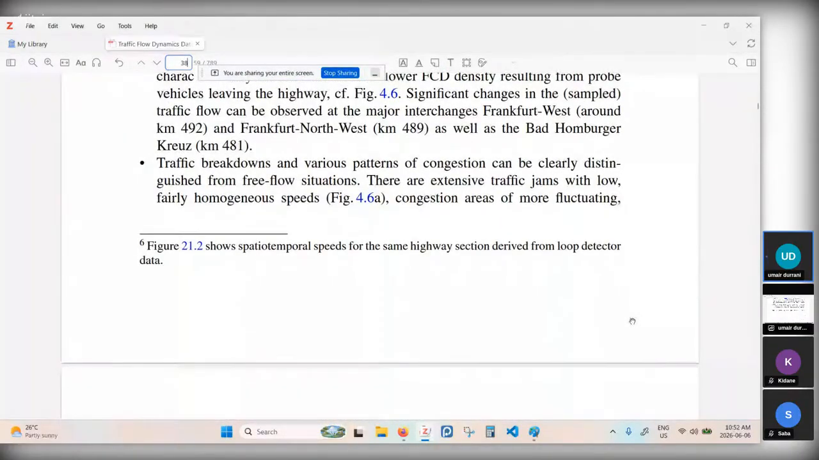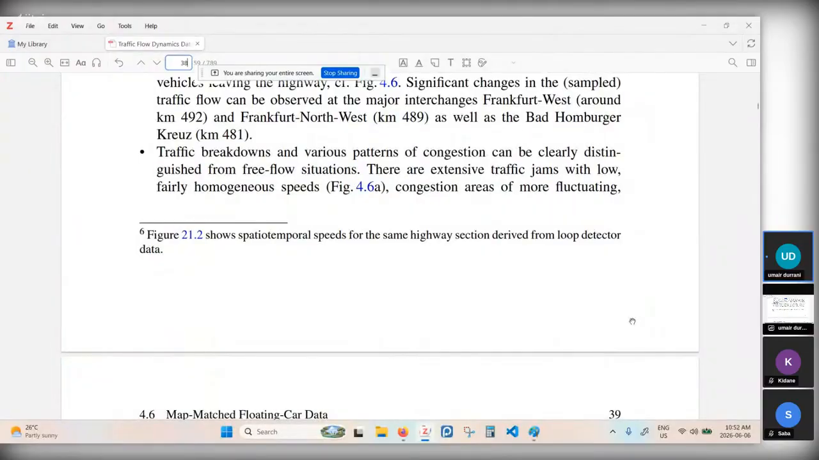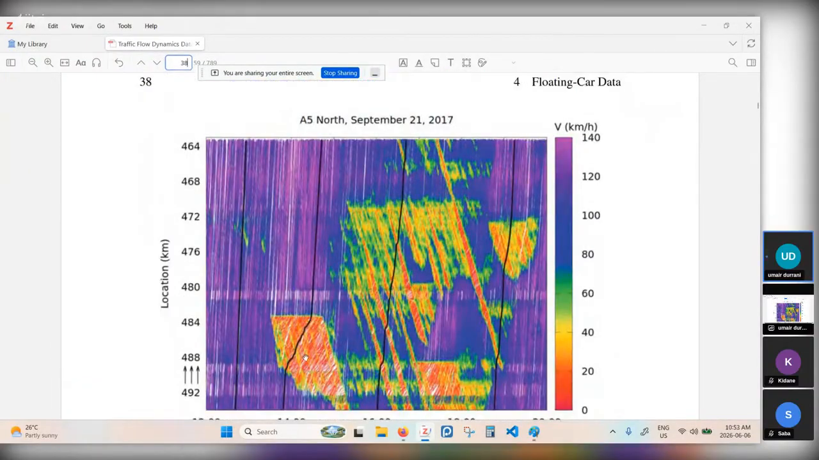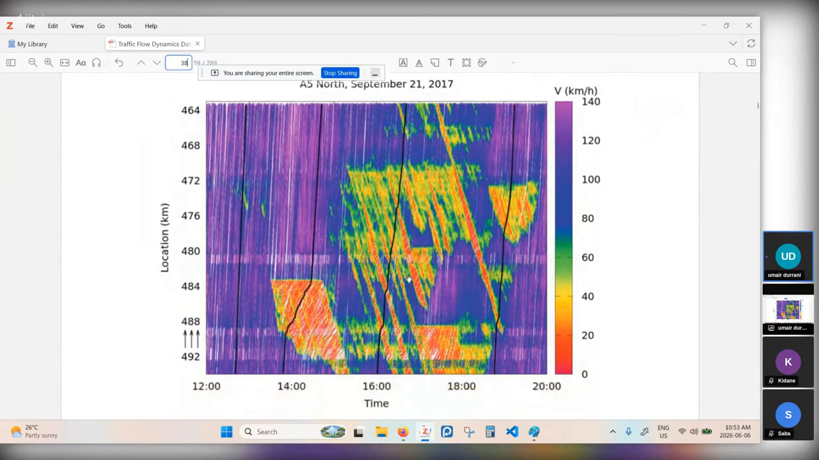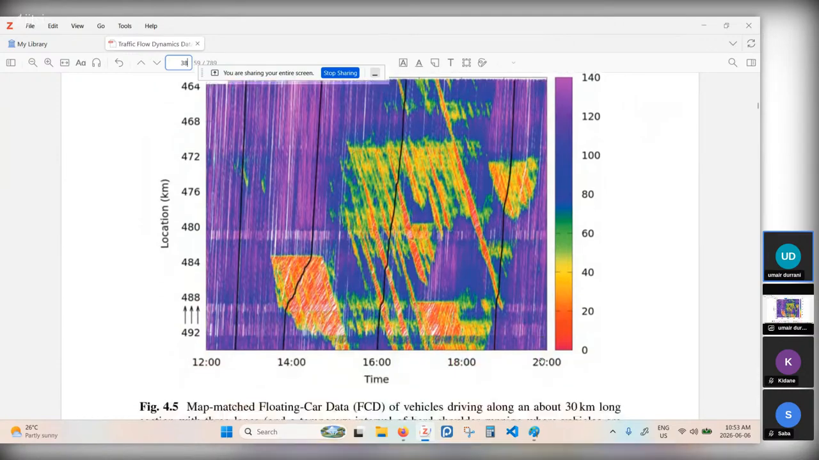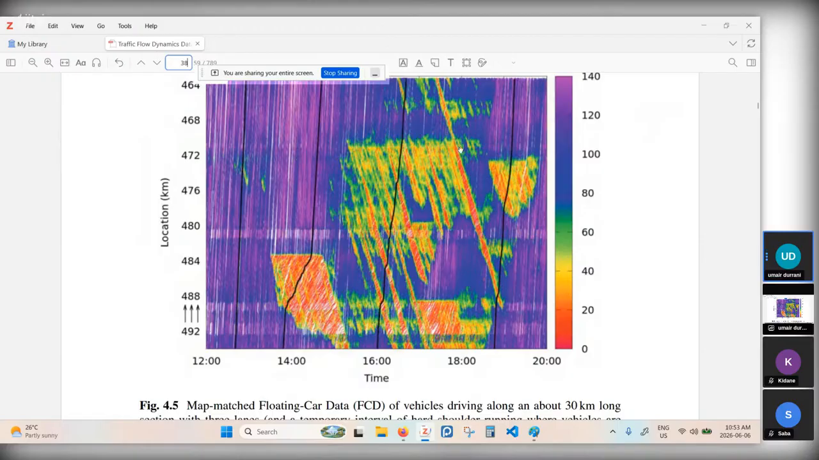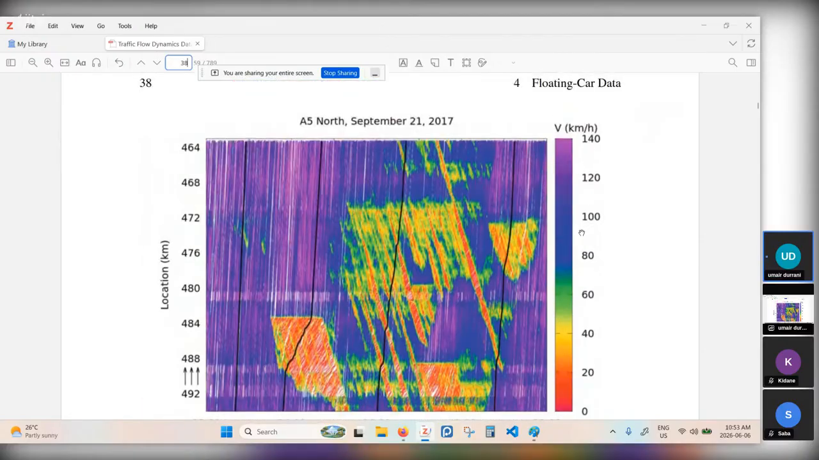They also mentioned traffic breakdowns and various patterns of congestion. We can clearly see traffic breakdowns here. We also see traffic breakdowns in this area as well as in this area. The purple and the blue lines represent higher speeds, as we can see here.